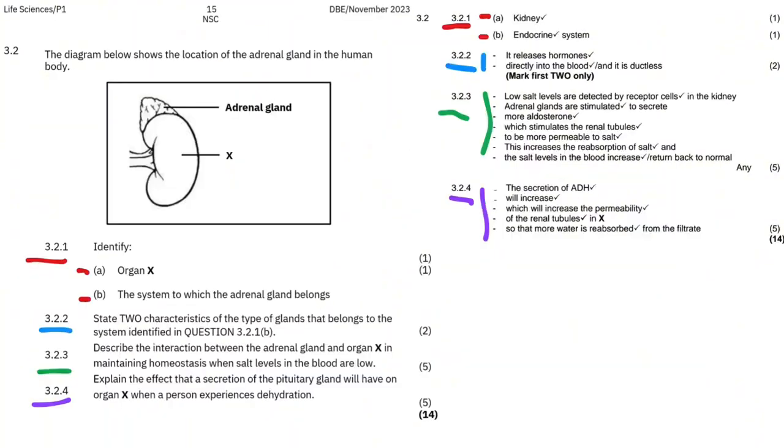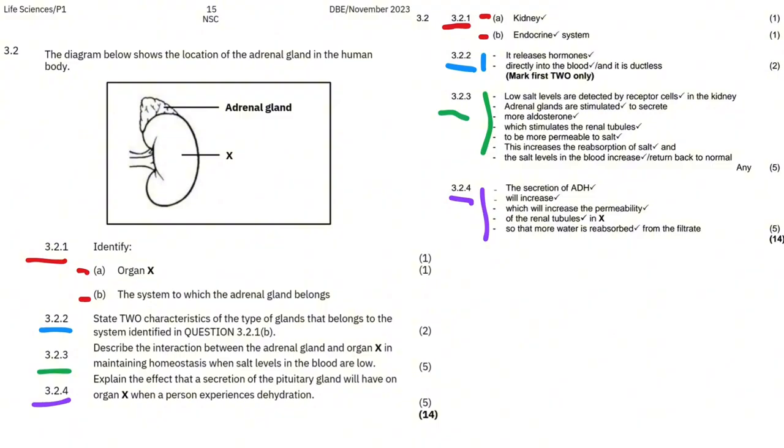Question 3.2. The diagram below shows the location of the adrenal gland in the human body. 3.2.1. Identify A, organ X. The answer is kidney. And part B, the system to which the adrenal gland belongs. The answer, endocrine system.